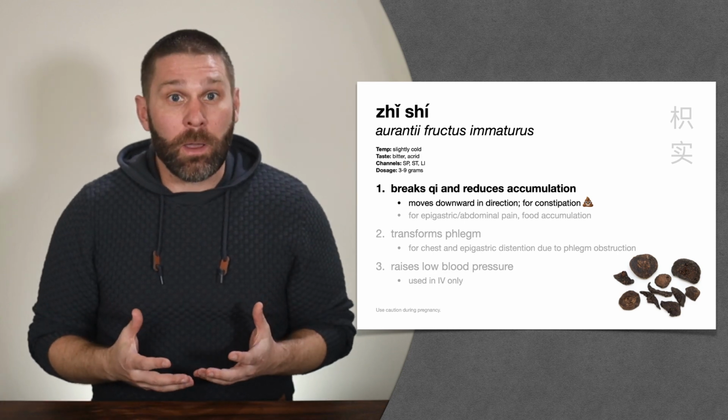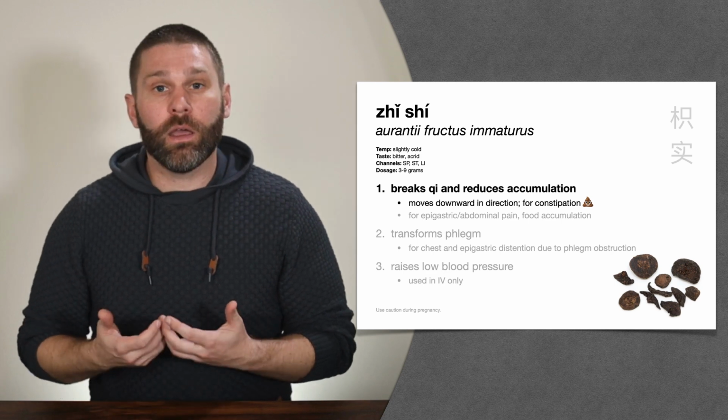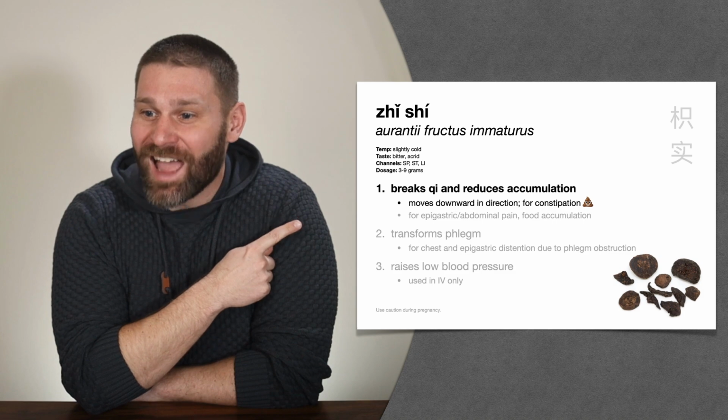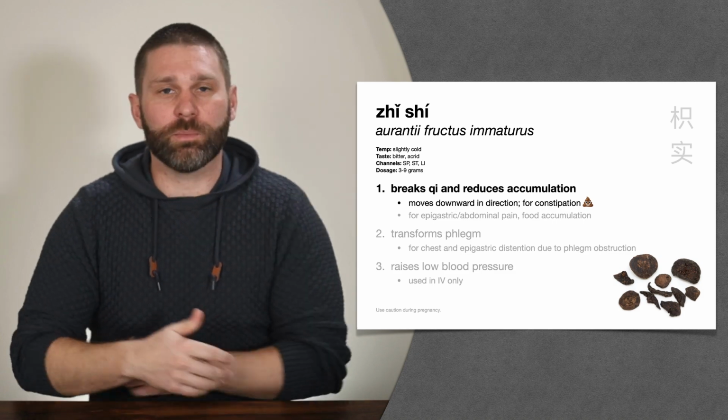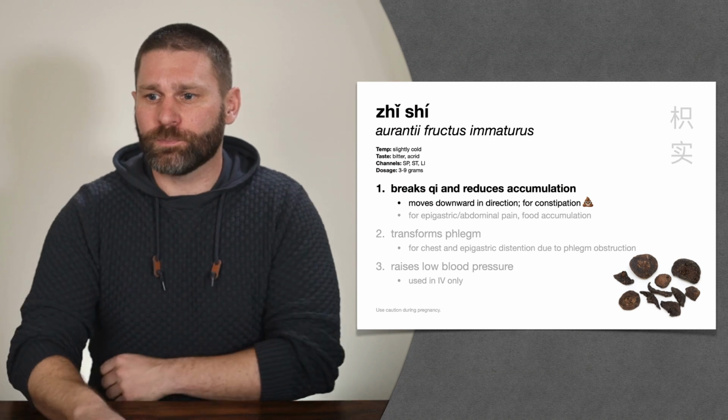So remember, this is bitter orange. It's obviously bitter in flavor, and the bitter flavor moves things downward. So Zhi Shi moves downward in direction for constipation. It's common that we might combine Zhi Shi with certain purgative herbs. Like Da Huang and Zhi Shi are often used together to treat constipation because they both have a strong downward action and move things and even break up the qi.